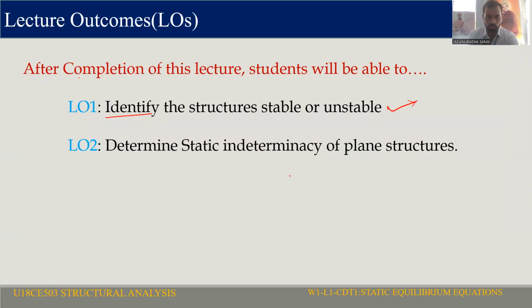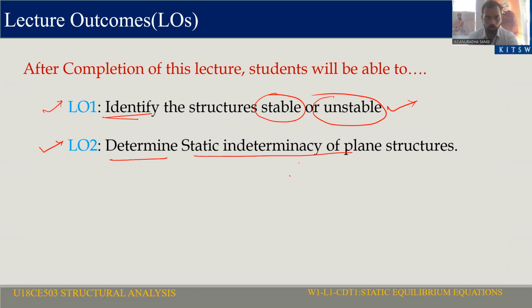After completion of this lecture, the student will be able to identify the structure. Lecture outcome one: the student will be able to identify whether the given structure is stable or unstable. And also, lecture outcome two: the student will be able to determine the static indeterminacy of the structures. These are the two lecture outcomes.